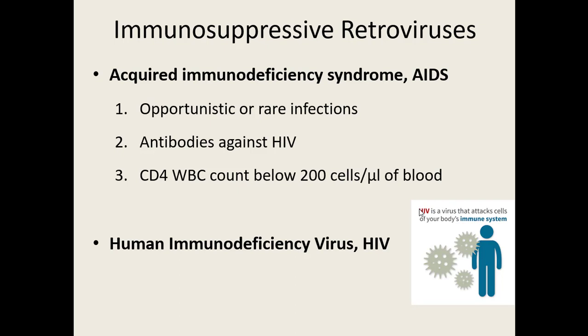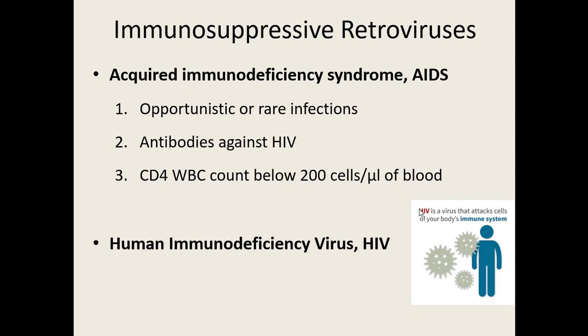Not that that's going to cure you. And your CD4, your T helper cell counts, are going to be below 200 cells per microliter of blood. Normal counts are between 400 and 1600. So 200 is way below normal.